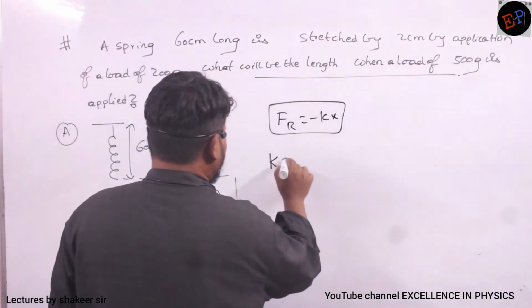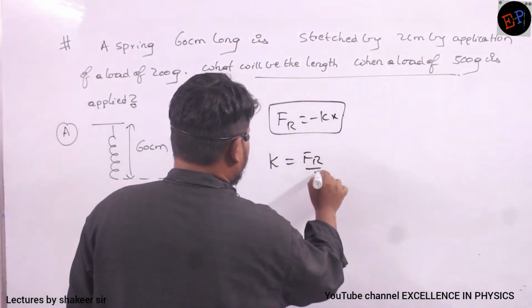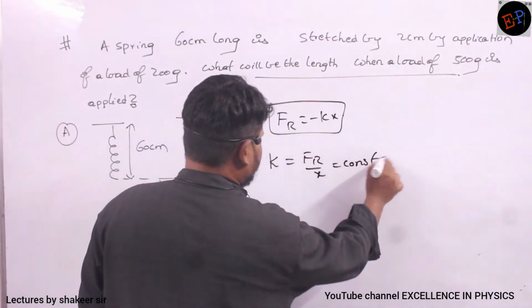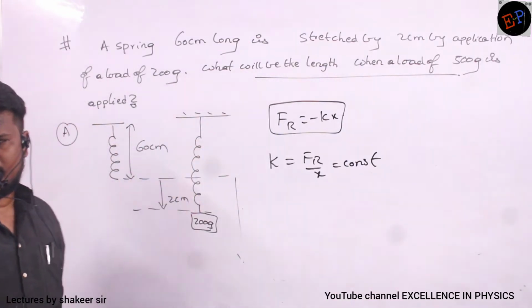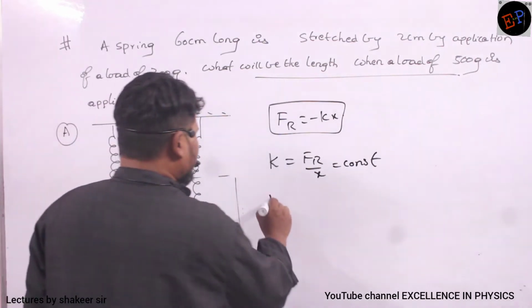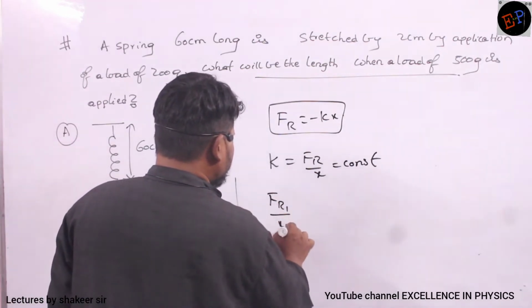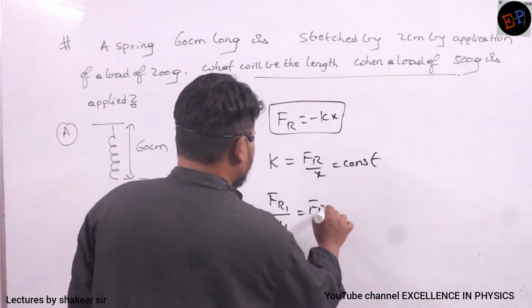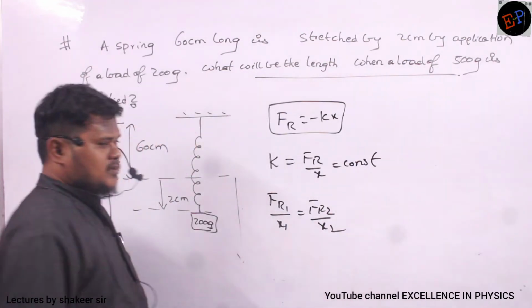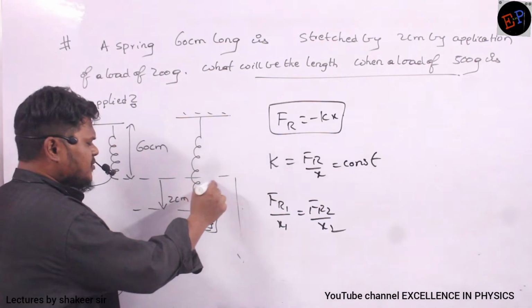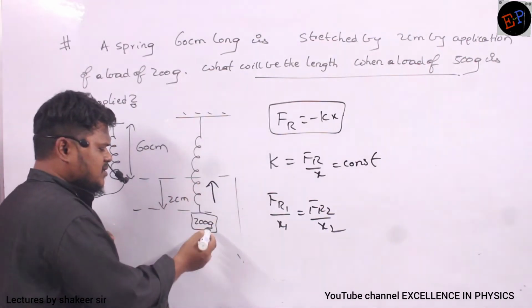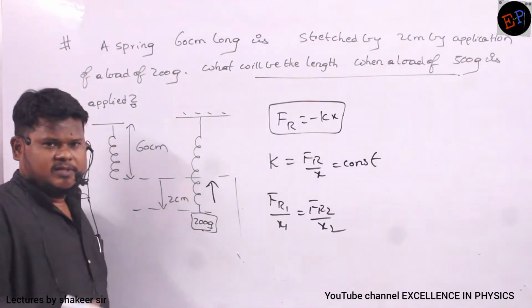Therefore I can write k is equal to Fr divided by x. This is a constant, no? K value is same, because the same spring only we are elongating. So therefore I can write Fr1 divided by x1 is equal to Fr2 divided by x2. I can write like this also. And what is Fr1? The restoring force which is produced in the spring. And restoring force is equal to the weight which we have applied. That's it.